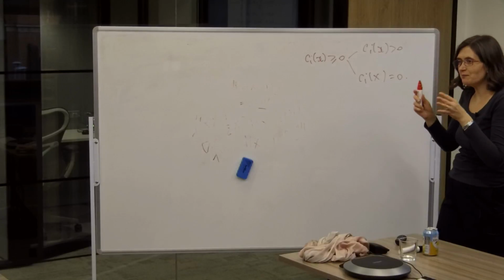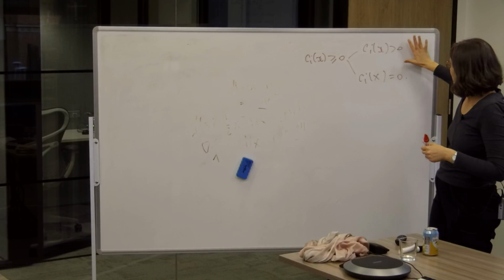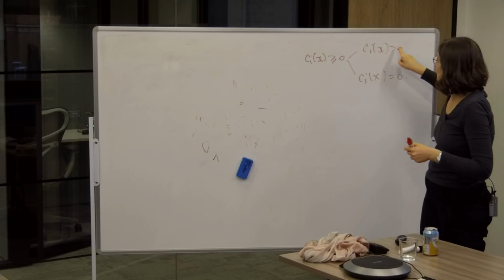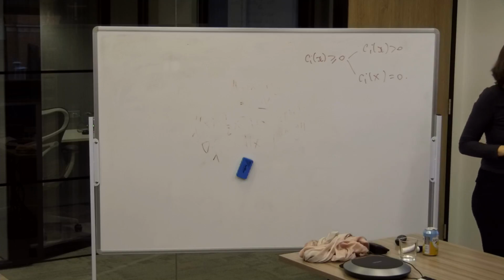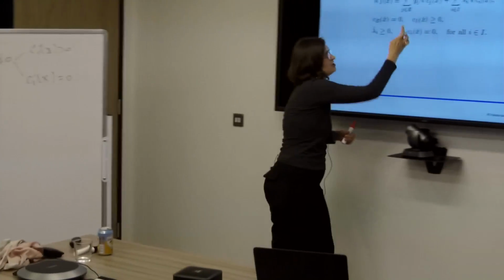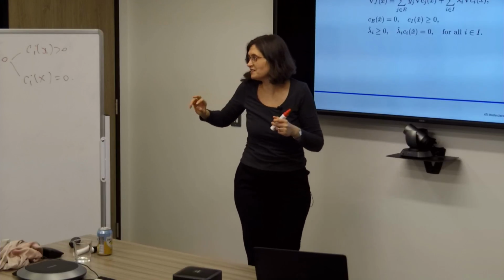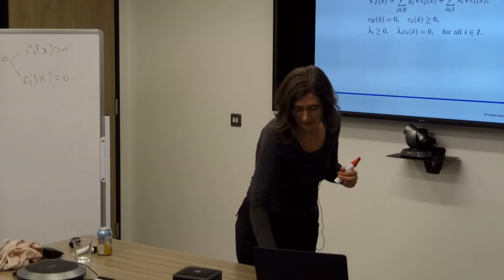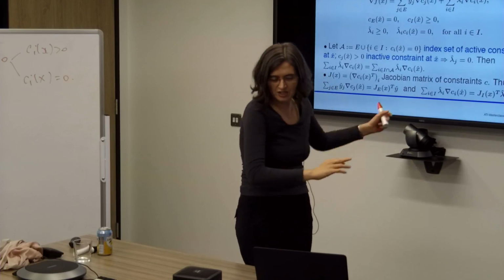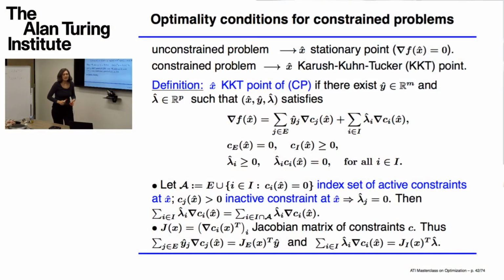Well, because we only care about minimizers on the boundary, essentially, we will see in a moment that the interior case does not come in. So from the inequality constraints, only the ones that are so-called active at that point, so they are satisfied with equality, for which the point is on the boundary, are the ones that matter. And this is just characterizing that situation. Okay? So where does this come from?